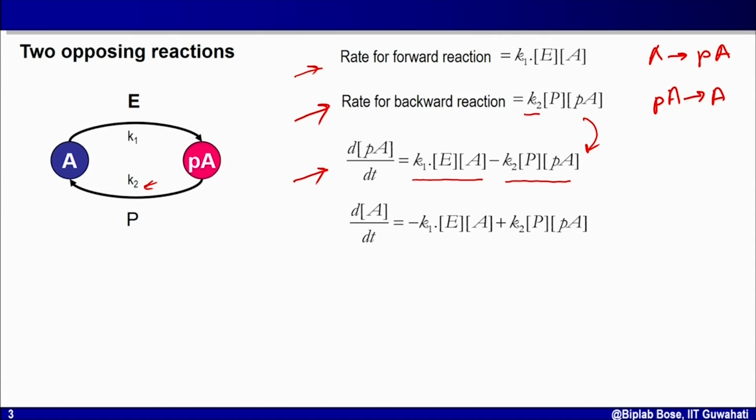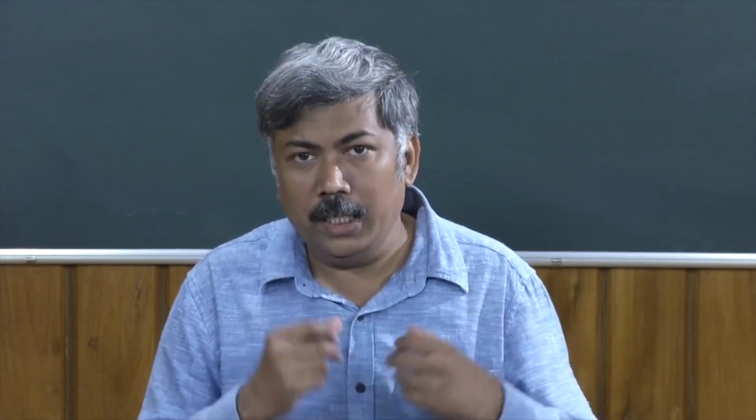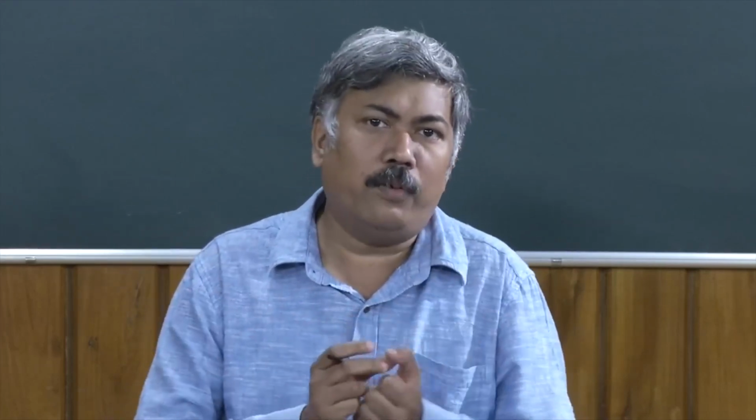For A, the equation will be just the same with opposite signs, because from A, PA is formed. So dA/dt is equal to minus K1 E A. I have a minus sign here, and plus, because the reverse reaction is forming A, so plus K2 into P into PA. So I have a reversible reaction where A is getting phosphorylated to PA by an enzyme or a kinase called E, and PA is dephosphorylated by a phosphatase P, and I have two ODEs, one for PA, the other one for A.